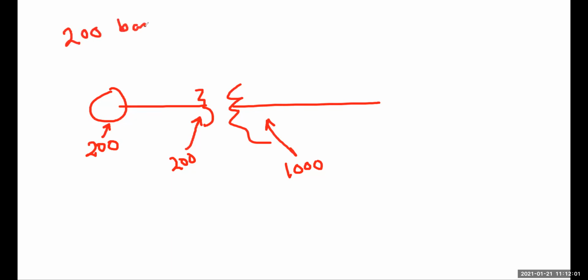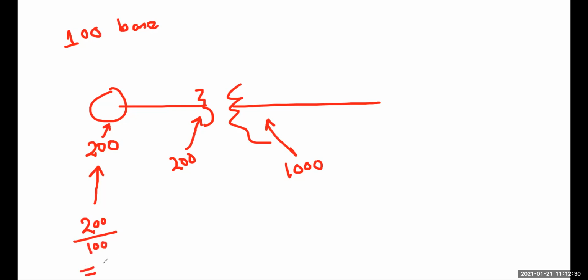Or they said, okay, let's take 100 as your base. These are all actual values. 200 is actual, 200 is actual, 1000 is actual. What about the per unit voltage of this one? Per unit. Actual divided by base, right? Yes, sir. What is the actual value? 200 divided by 100.